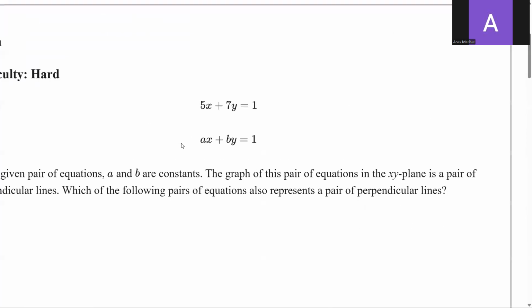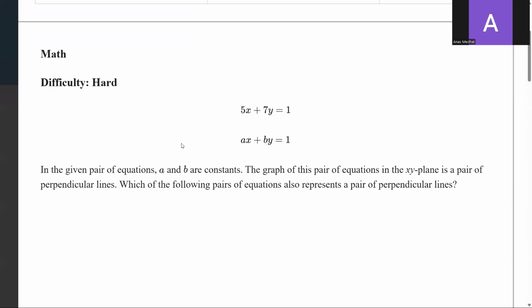We know that perpendicular lines should have different slopes. Their slopes should be opposite reciprocals, negative reciprocals. So if the slope of a specific line is a, the slope of the other line should be -1/a. And the y-intercept should be different. So let's see how this is going to work.